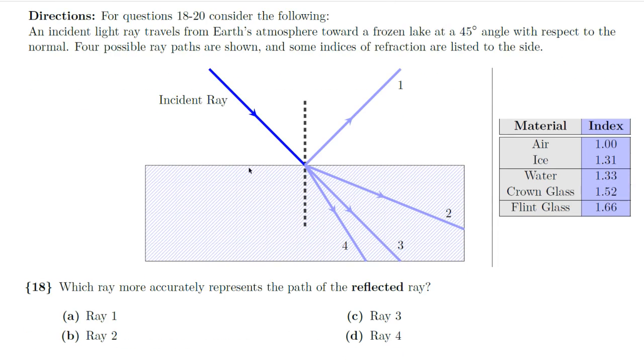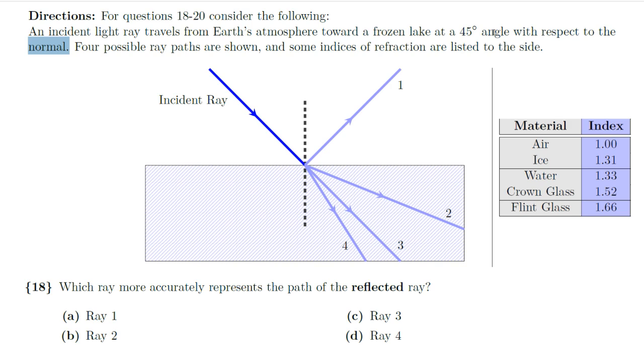Okay, so now we're going to move into reflection and refraction. For questions 18 through 20, so the next 3 questions, we consider an incident light ray. So we have this ray of light. It travels from Earth's atmosphere toward a frozen lake at a 45-degree angle with respect to the normal. The normal meaning this line right here that is perpendicular to the surface. If it's not drawn, remember it's the perpendicular line to the surface that you're talking about.